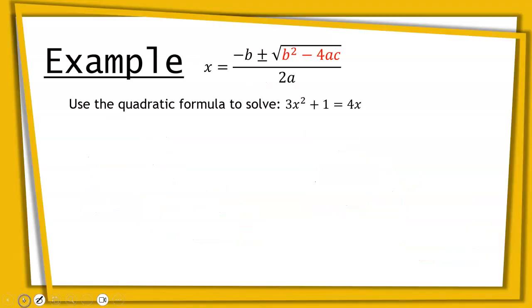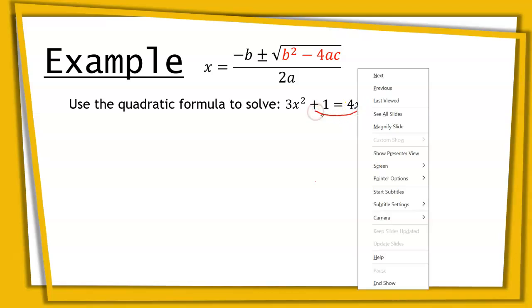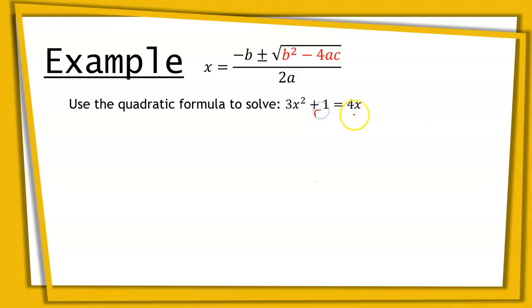So now let's actually see an example of the quadratic formula. Now, this formula looks pretty complicated, so my first recommendation is still to find the discriminant. Just like before, I am going to move that 4x over, and I get 3x squared minus 4x plus 1 is equal to 0.